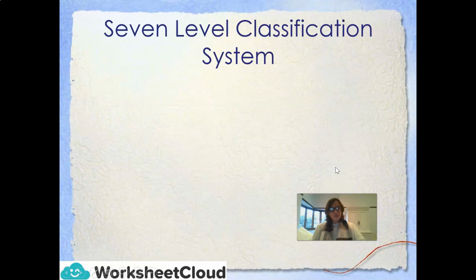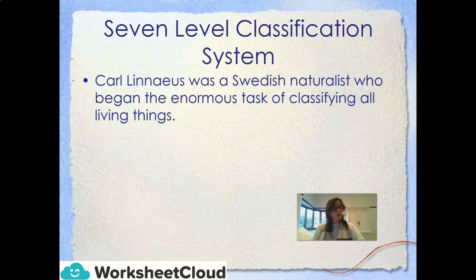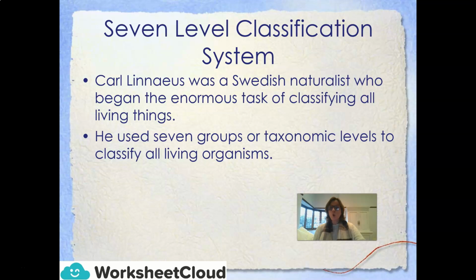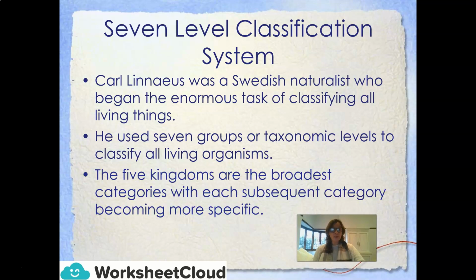We then move on to the 7-level classification system. Now, Carl Linnaeus, who we spoke about earlier, was a Swedish naturalist who began the enormous task of classifying all living things. He used 7 groups or taxonomic levels to classify all living organisms. The 5 kingdoms are the broadest categories, with each subsequent category becoming more specific.